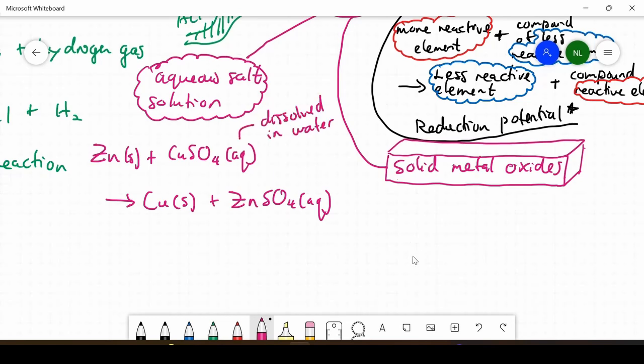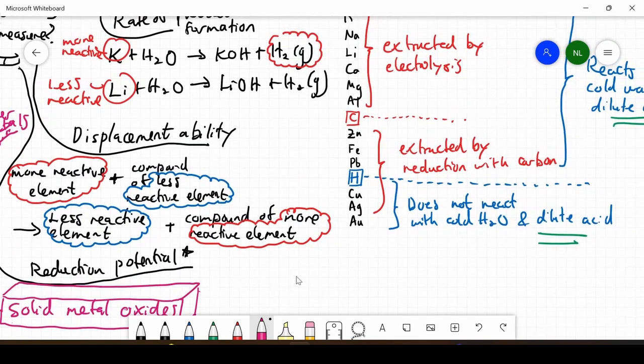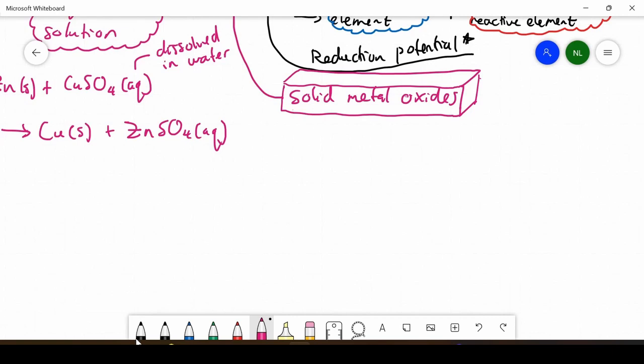Similarly, when we're talking about reactions involving solid metal oxides, the more reactive metal will displace a less reactive metal from a metal oxide of the less reactive metal. For example, if we look at the reactivity series of metals, we'll realize that carbon is more reactive than iron. And that is why when we want to extract iron from iron ore, which is primarily iron oxide, we react it with carbon.